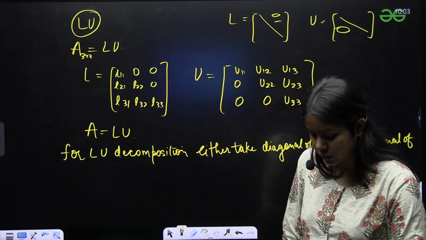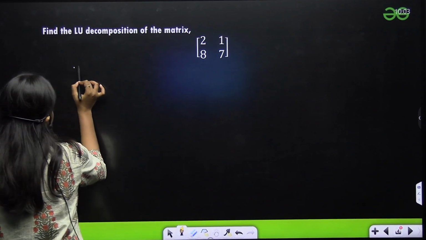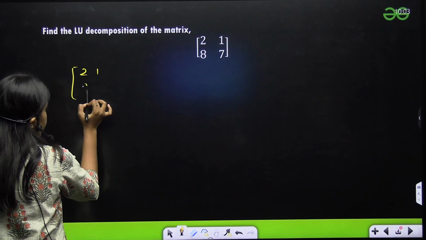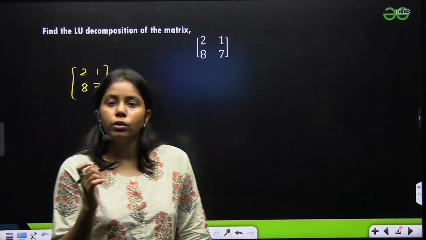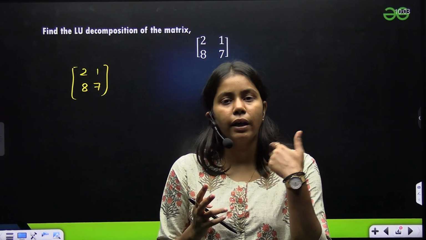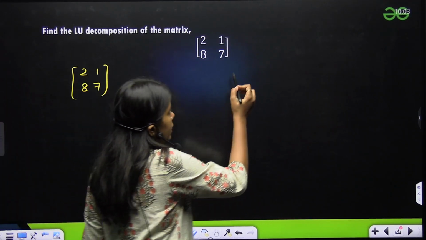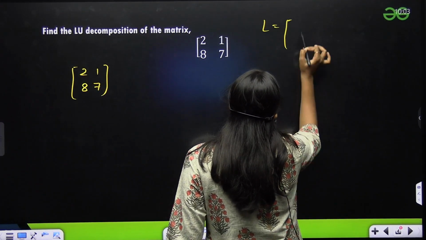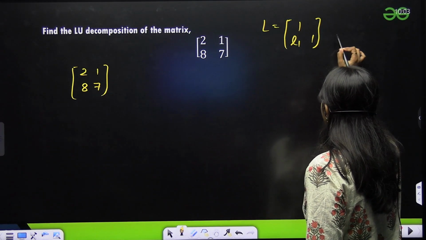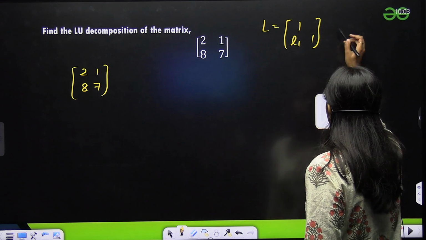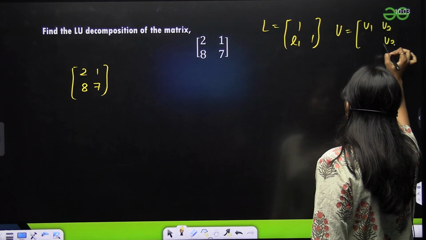But again, the question arises: how are we going to find it? Let's consider this matrix 2, 1, 8, 7, and I am going to find the lower and upper triangular decomposition, and I am going to show you both, taking the diagonal of L as 1 and the diagonal of U as 1. In this matrix I am taking the diagonal of L as 1, so I am writing it as L1, and U as U1, U2, U3, and here 0.